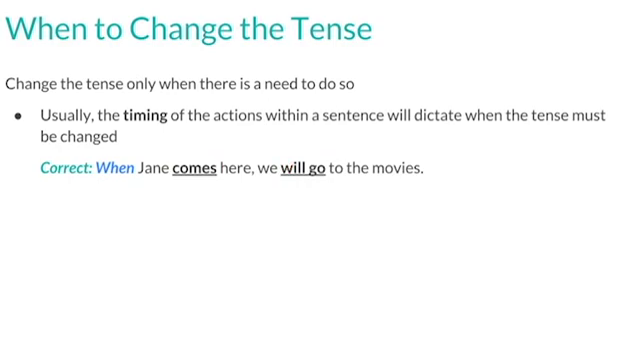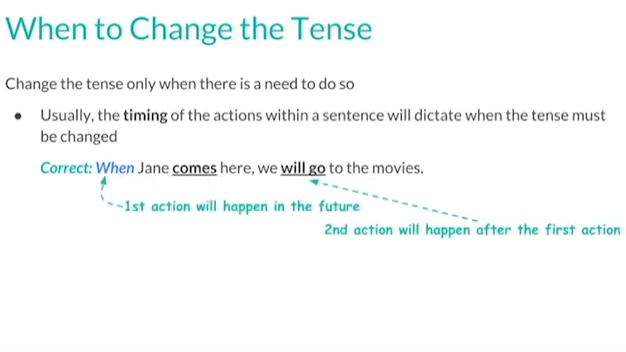Why is this correct? Because the timing of the actions is different. You see, we have two different actions here. So here's our first action. Jane comes here. This action hasn't yet happened, it will happen in the future. When Jane comes here, we will go to the movies. This is the second action. I want you to notice that the second action will happen after the first action. So, since we have two different actions happening at different timings, we need to change the tense midway through the sentence. Let's look at another example.